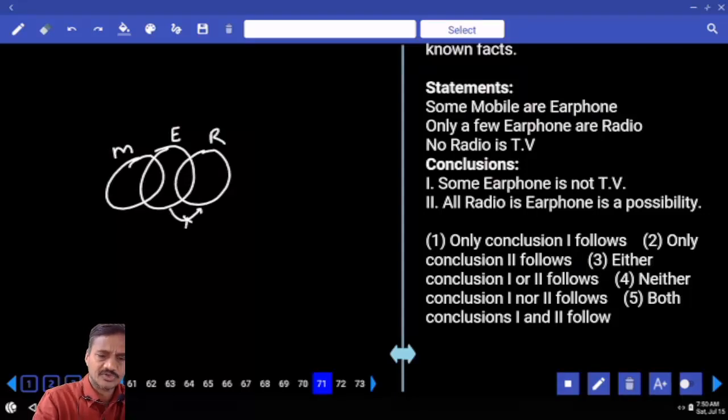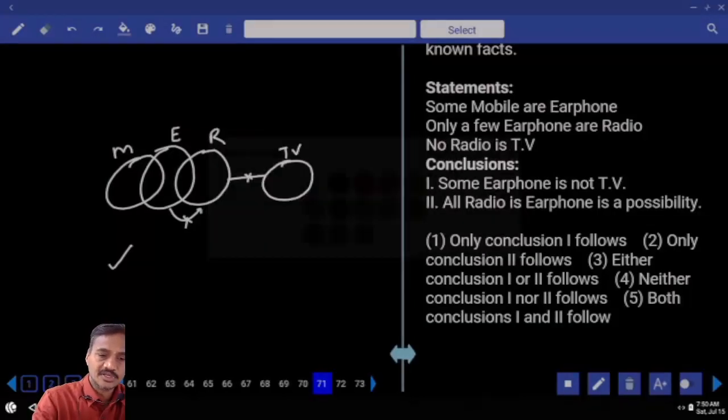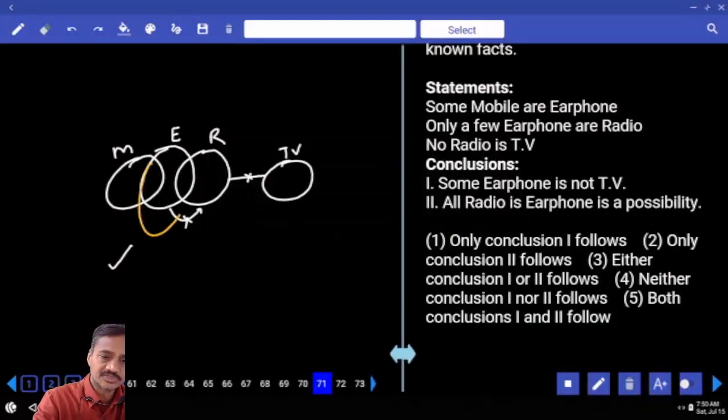And next, no radio is a TV. Now, no intersection between radio and the TV. Then first one, some earphones are not TVs. No earphone is a TV, so some earphones are not TVs is also true. Then next one, in order to make this one false, I need to write all earphones are TVs. But if you write it like this, no radio is TV will become false. Alternate diagram cannot be drawn. This will be true forever.